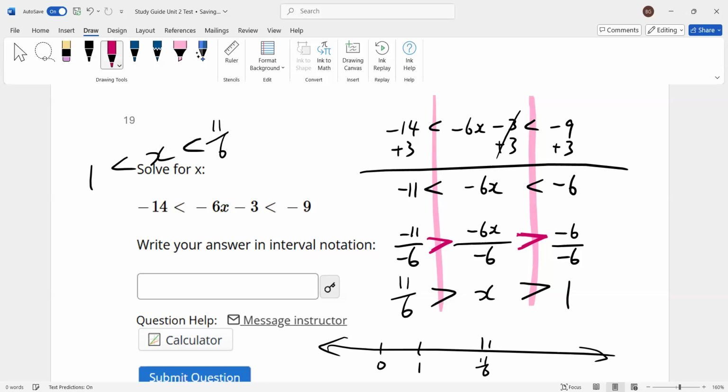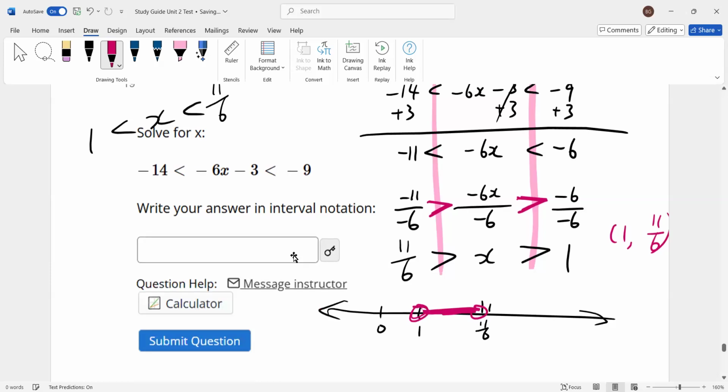So the solutions are real numbers between those two numbers. Of course, we know 1 is smaller, and 11 over 6 is bigger, and open because the inequality symbols do not have the bar under. That means the two endpoints are not part of the solutions. So we have to use open. It's an open interval for this compound inequality.